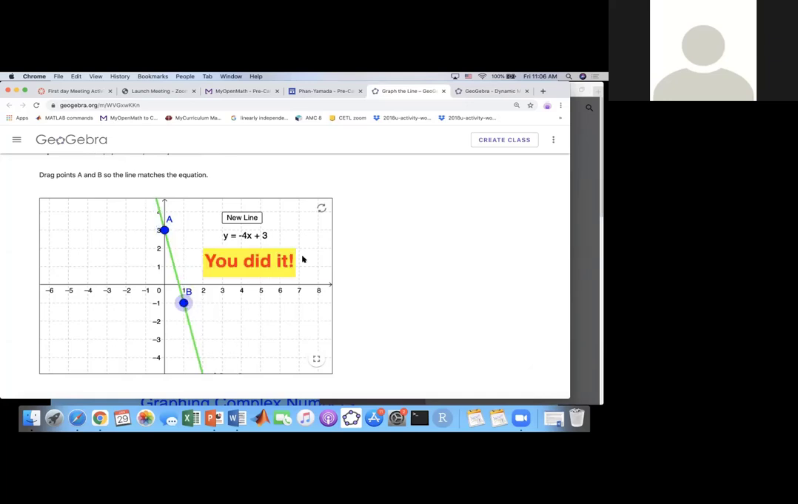And then if you get it right, it shows you did it. This is the part that my students love the most. They see that they confirm they did it correctly, and they really like this one. I say, if you get it correct, then you can try it as many times as you want.